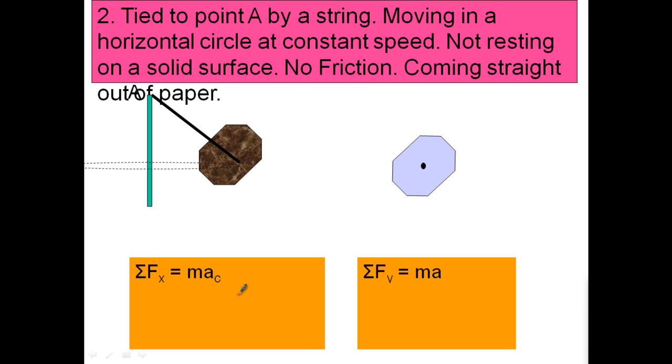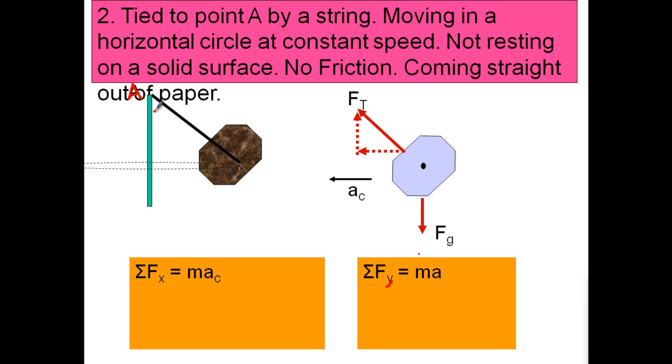Now, this one got cut off a little bit too. It just cut off my y here. So this time, this rock is tied to point A, which is hidden behind this out of the paper thing. It's moving in a horizontal circle at a constant speed, and it's not resting on a solid surface. There's no friction, and it's coming straight out of the paper. It's coming towards you. So in this case, our free body diagram is going to look like this. Still got our weight pulling straight down. We got our tension acting along the string. So our tension goes like that. And our acceleration is towards the center of the circle.